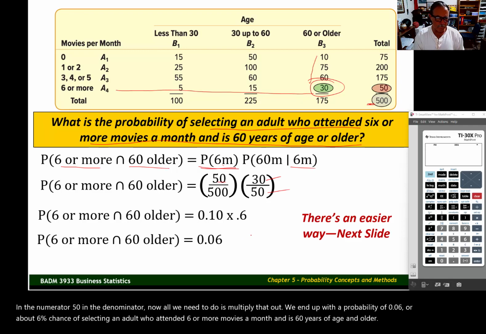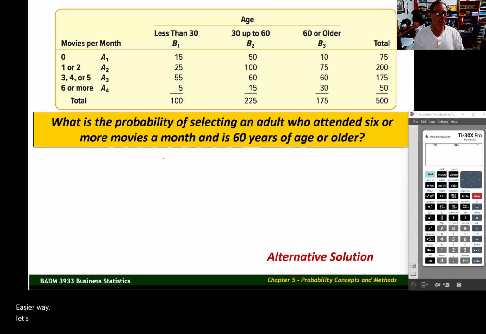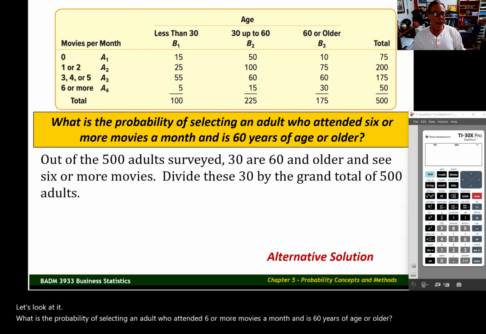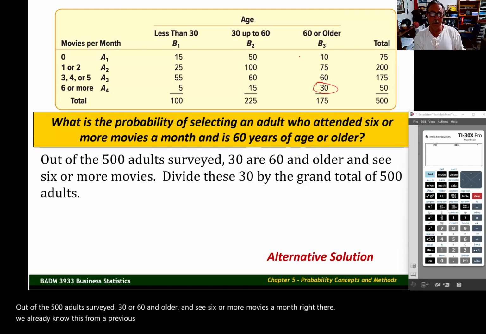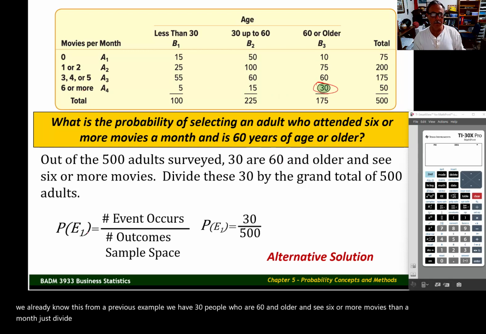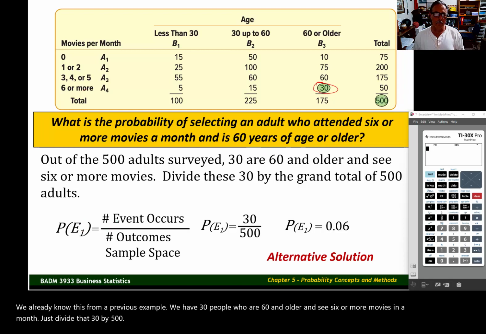Easier way. Let's look at it. What is the probability of selecting an adult who attended 6 or more movies a month and is 60 years of age or older? Out of the 500 adults surveyed, 30 are 60 and older and see 6 or more movies a month. Right there. We already know this from a previous example. We have 30 people who are 60 and older and see 6 or more movies in a month. Just divide that 30 by 500 and you've got the same probability.